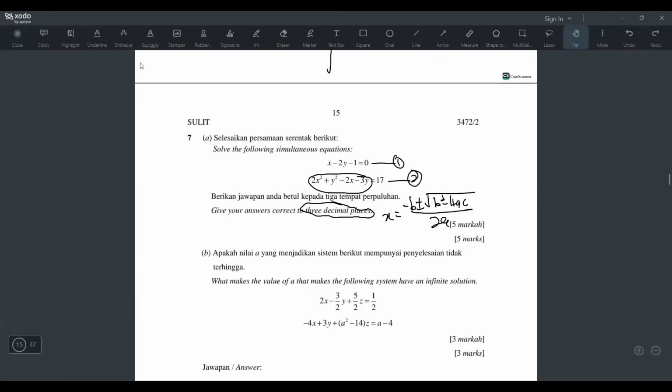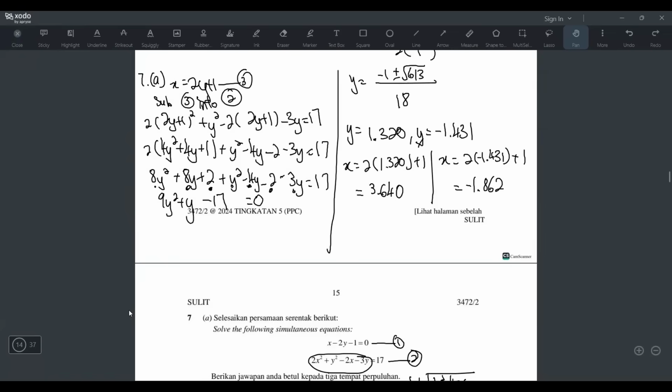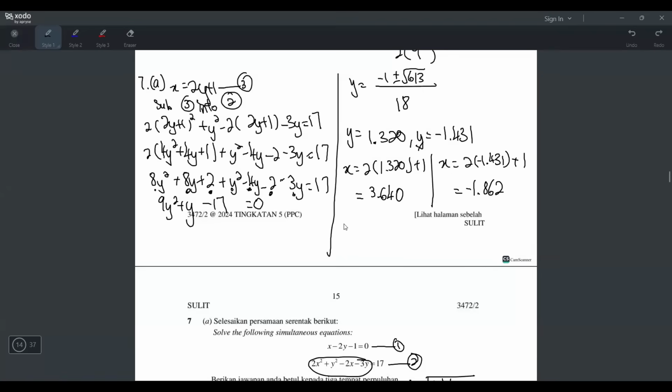Okay, this question says solve, find x and y. So this is the answer. So I'll write again for them, dot, dot, dot. X equals 3.640, comma, y equals 1.320. And then you use this symbol, like dot, comma, x equals negative 1.862, y equals negative 1.431.